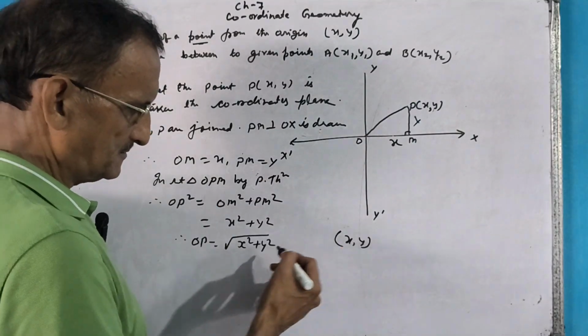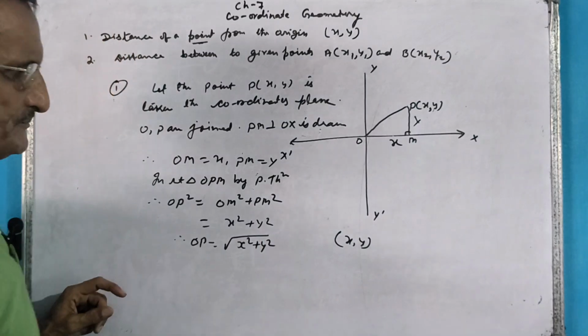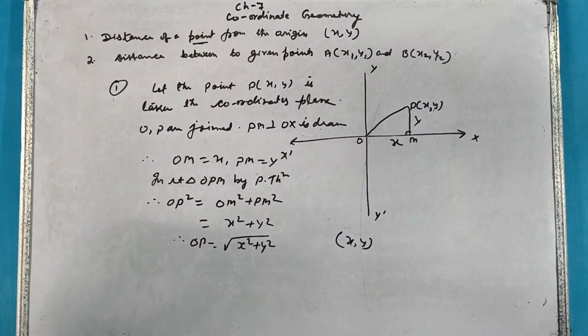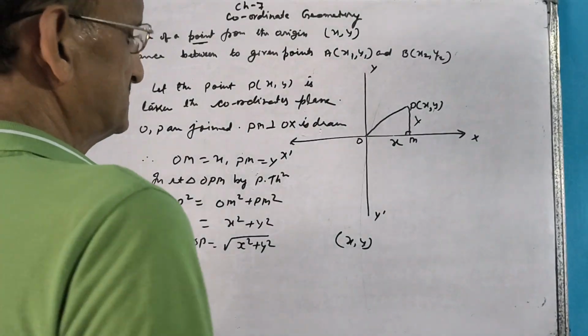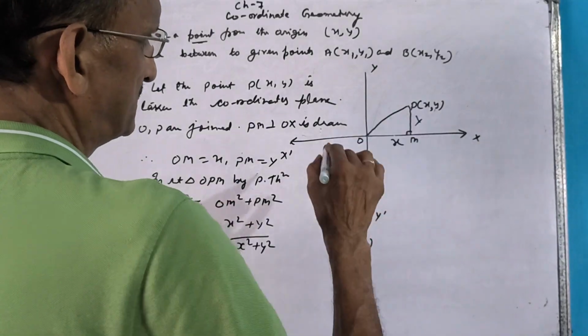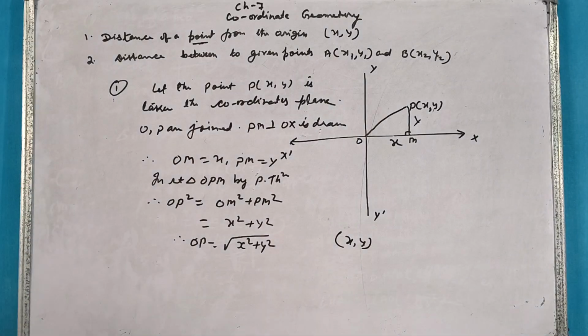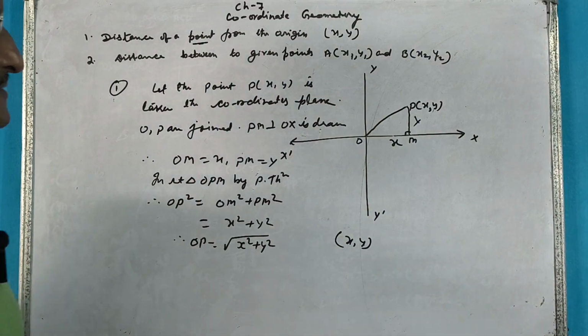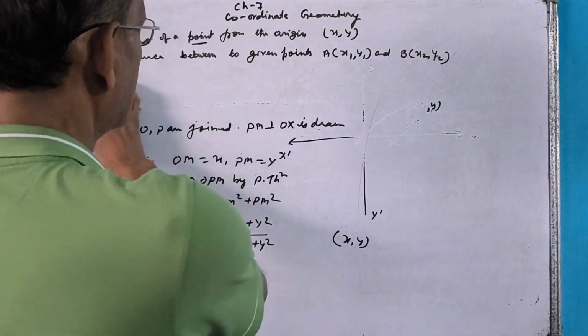In the books we may get x1 y1, so you can write x1 square plus y1 square only. So this is the first formula. Understood? This is the formula to find the distance of a given point from the origin in the Cartesian coordinate system. Okay, now the second formula. We will go to the second formula now, so let me clear it.